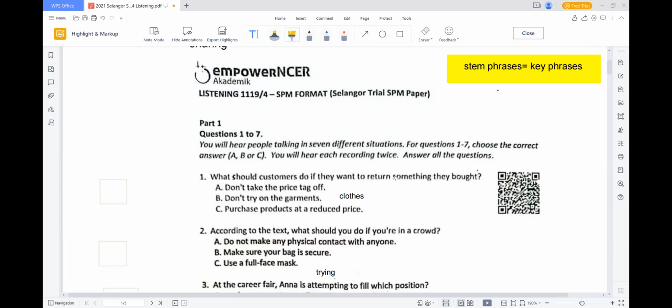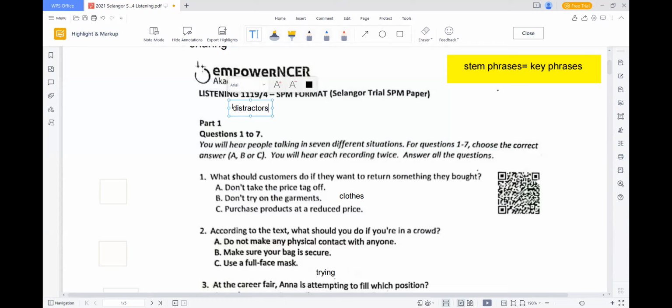So these are 7 situations. Each situation is different. Part 1 is usually the easiest part to score, but you still have to listen carefully because there will be a lot of distractors. Distractor means something that confuses your attention, because when you hear the words, that may not necessarily be the answer. So this is called distractors. Okay, so you have to be careful.